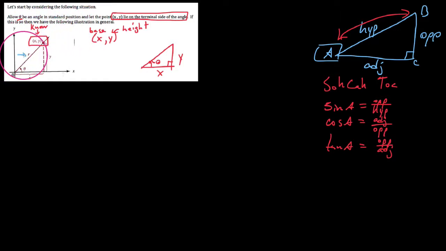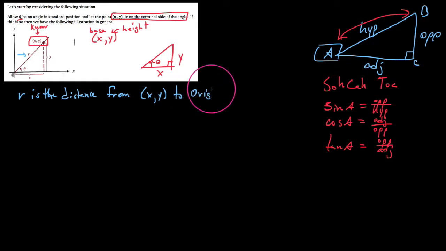We'll notice that this value right here is the letter r. Okay, and we use r to represent the hypotenuse length, but also r is the distance from our point x, y to the origin. Okay, and there are a few things we need to say about r.